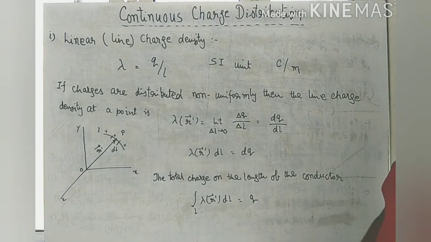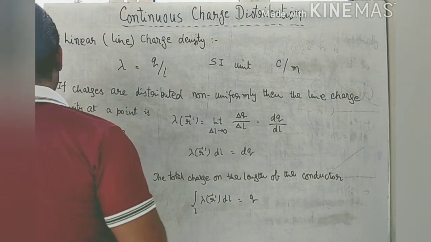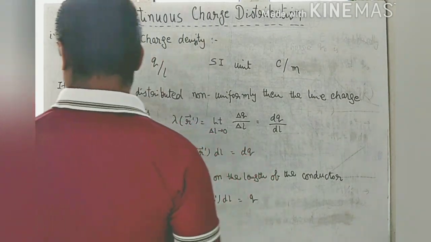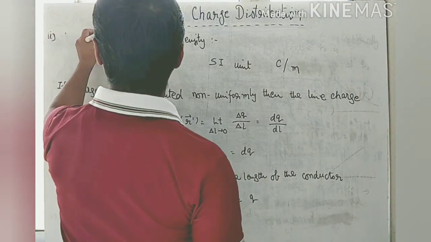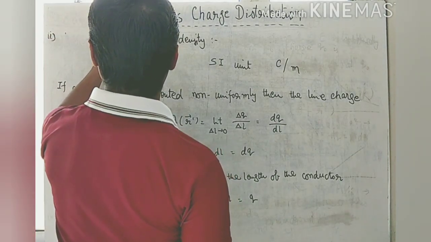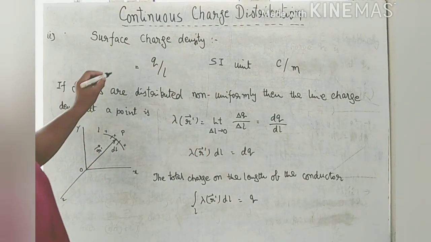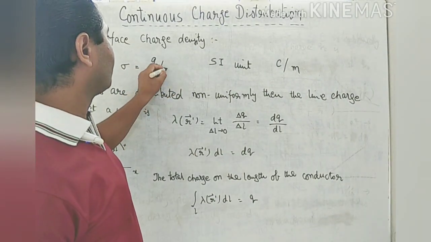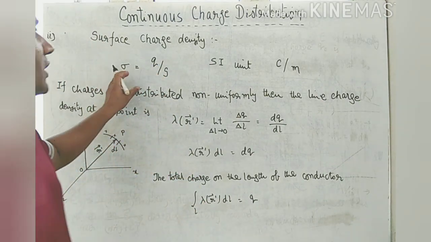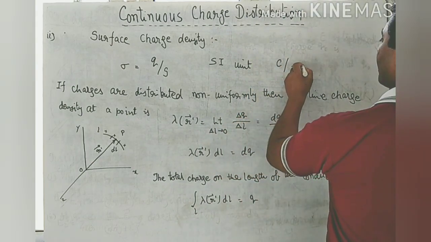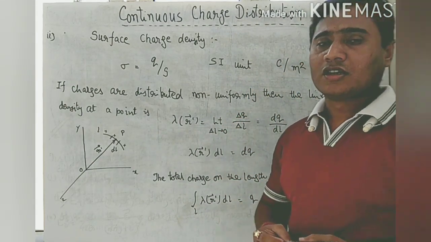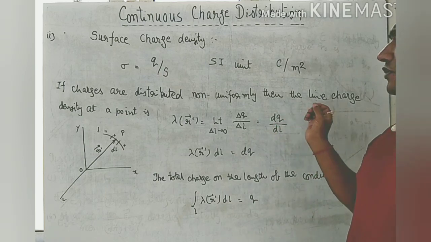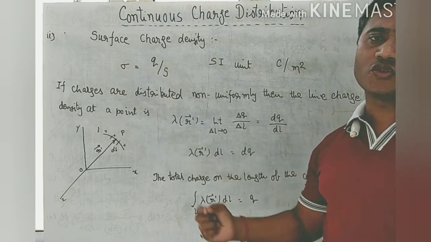Okay, now let's have the second type of distribution of charge. So the second could be surface charge density, and it is symbolically represented by sigma. So this is charge per unit area of the surface of the body. The SI unit of this is coulomb per square meter. Now again, if say the charges are distributed non-uniformly, unequally, then we should have the surface charge density at a single point on that surface.